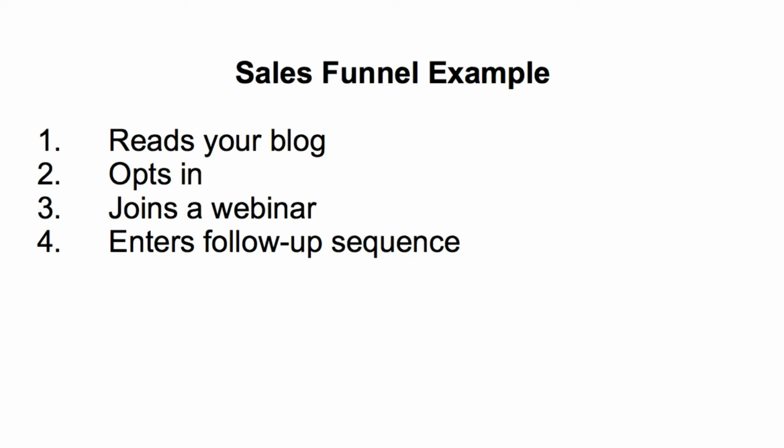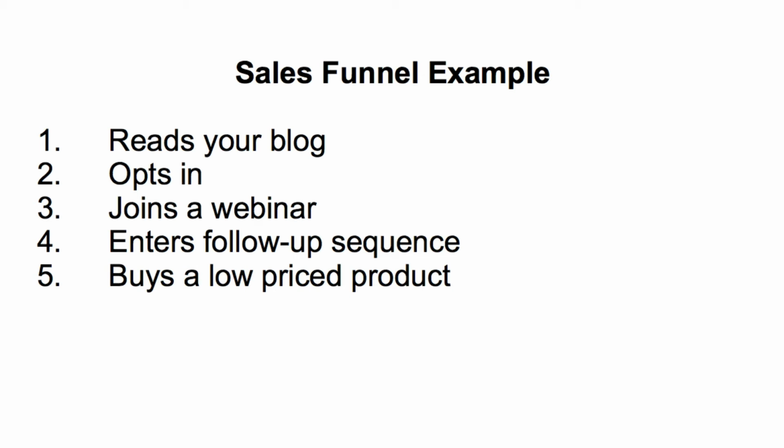And what you can do is have the subscriber enter a follow-up sequence, a sequence of messages that goes out on a pre-scheduled time frame. For instance, you could have a message going out as soon as they opt in to your newsletter. On day 2, they receive another message. Day 3, another one, and so on.